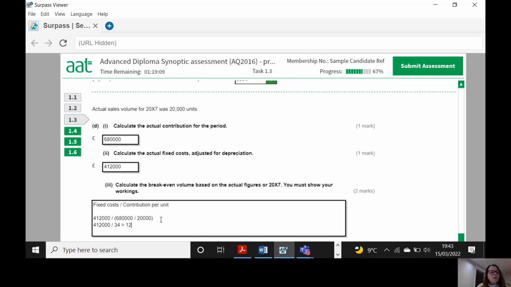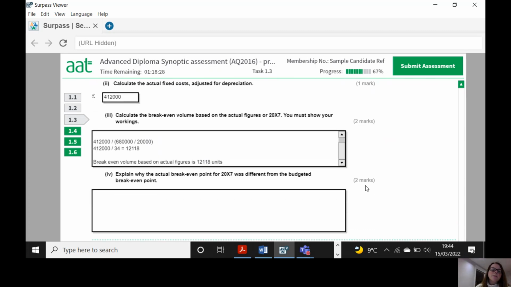So I've just done 412,000 divided by 34. I actually get 12,117.6471. So to break even, I've always got to round up to the next unit. So just to be really clear to whoever's marking this, I would probably just say break even volume based on actual figures is 12,118 units. All right, so that would hopefully get me those 2 marks.